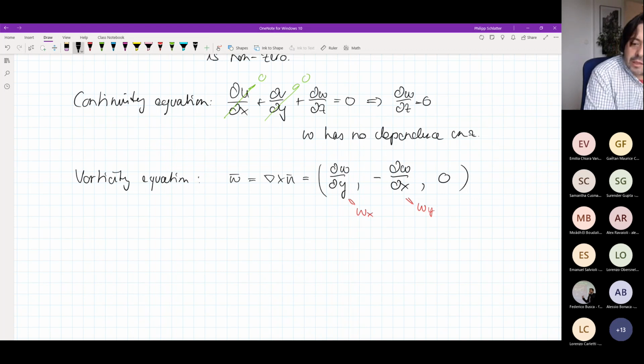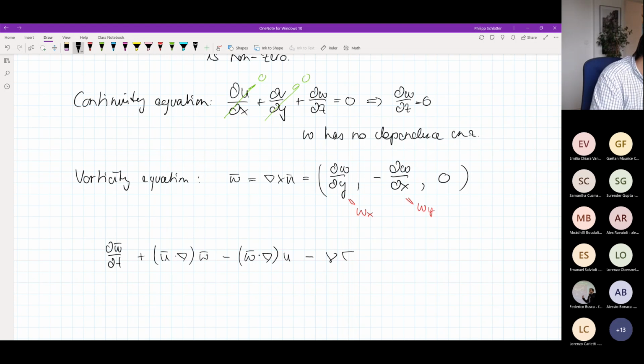Okay, so now we know that the vorticity is a little bit simpler, so we can go to our vorticity transport equation, which I just write down. So we have dω/dt, then we have the convective term, u dot nabla times the vorticity. Then I have this vortex stretching term that we just talked about, omega dot nabla times u. And then we have the viscous term, nu times nabla squared omega. And this should be 0.